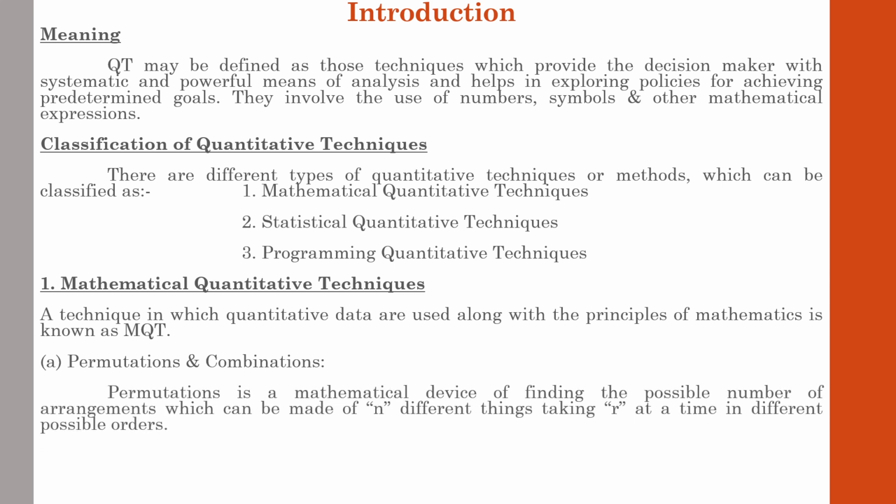Permutation is a mathematical device of finding the possible number of arrangements which can be made of n different things taking r at a time in different possible orders. And there is a formula regarding that.